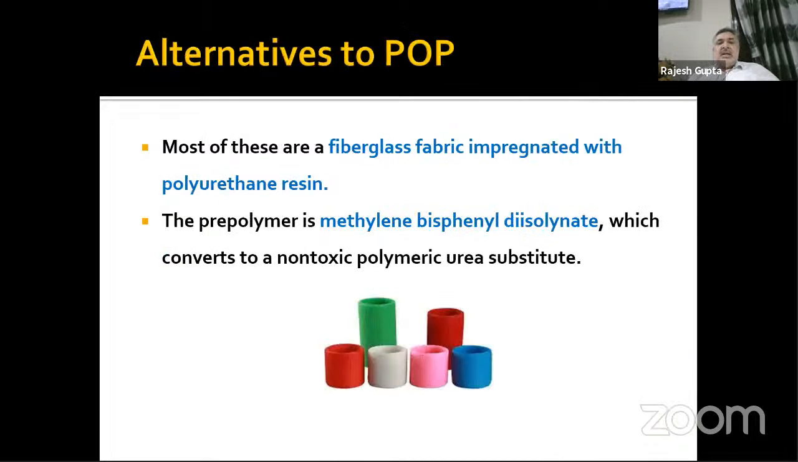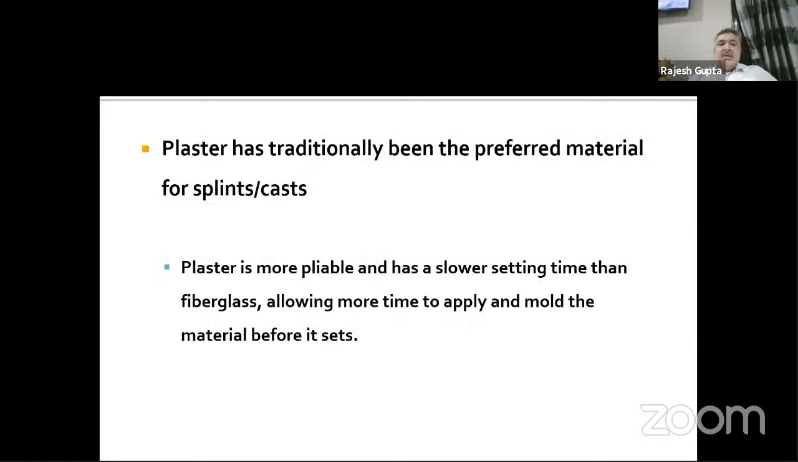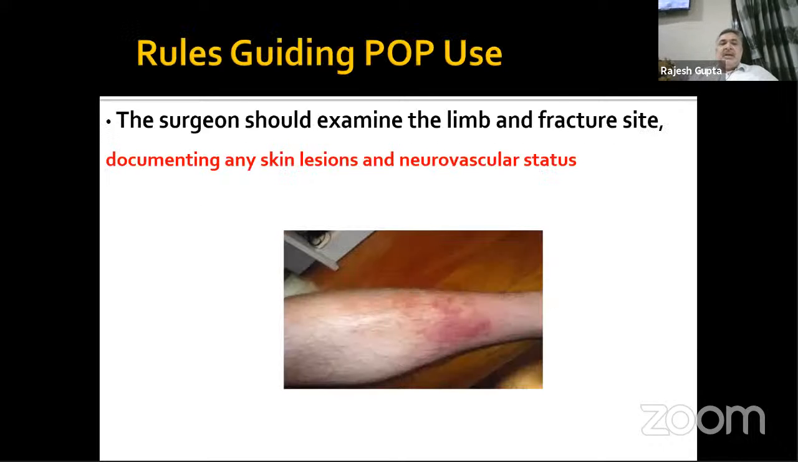Now, there is an alternative to POP. We have already discussed it, fiberglass fabric impregnated with polyurethane resin, but plaster has traditionally been the preferred material for splints and casts. Plaster is more pliable and has a lower setting time than fiberglass. So, the important thing is, what are the rules guiding POP use for the postgraduates?